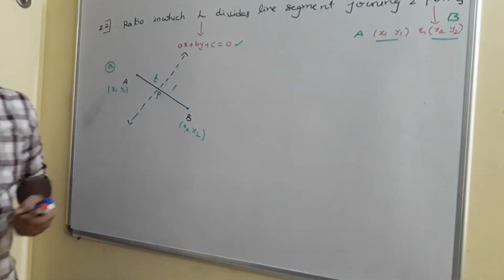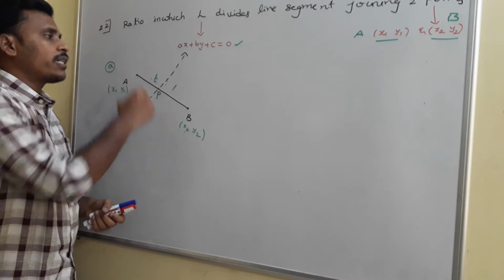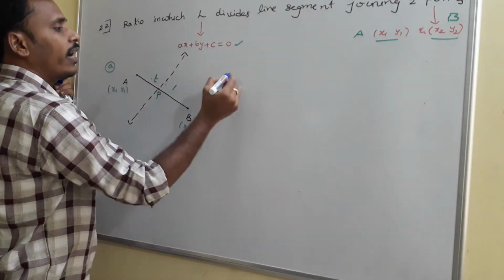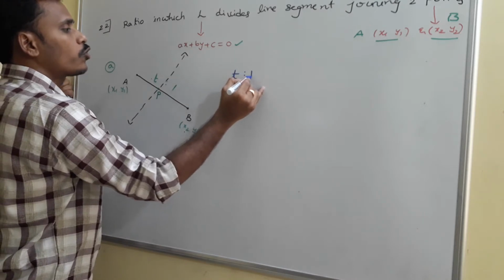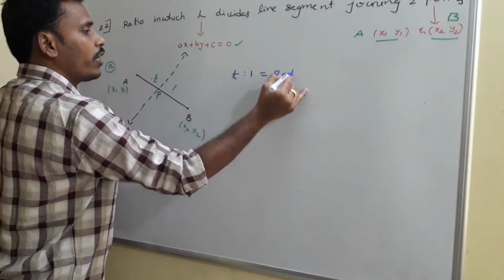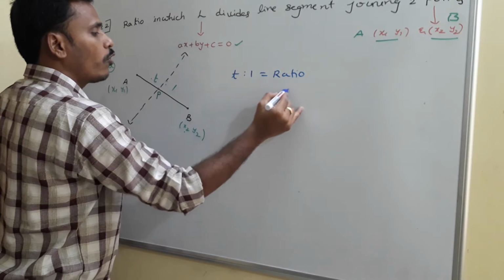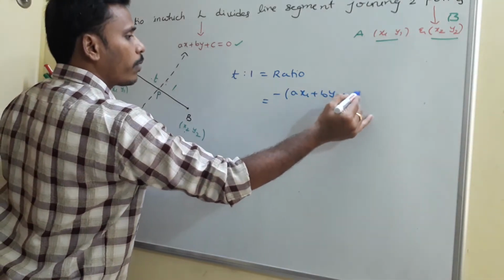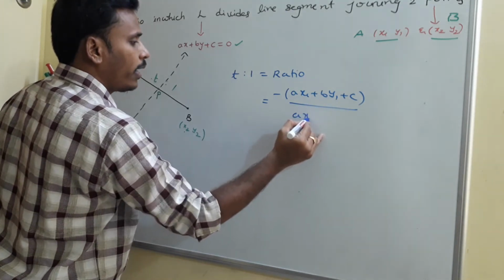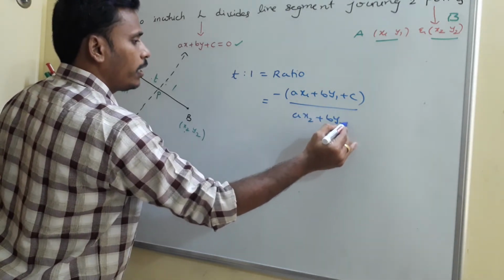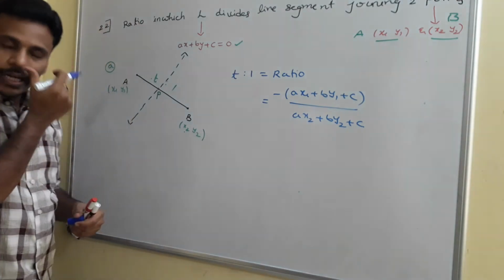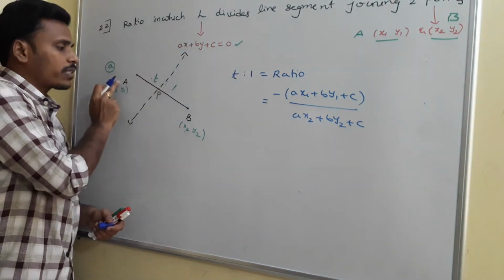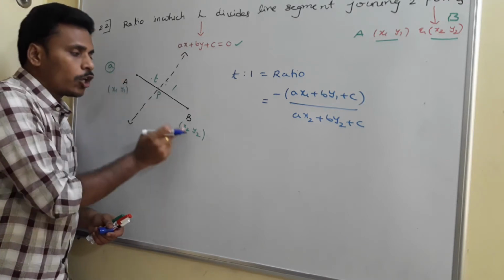Forming this point and substituting in the line, everything is just to find the ratio, and at the end we have the ratio t is to 1 and we say it as ratio, and that ratio at the end we found it as minus of ax1 plus by1 plus c divided by ax2 plus by2 plus c. This ratio indicates the ratio in which the line is dividing the line segment from the point A to the point B.